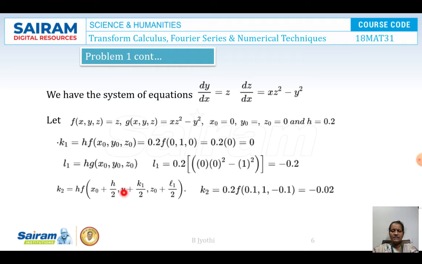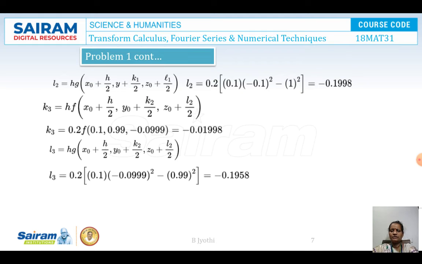And k2 is h into f of x naught plus h by 2, y naught plus k1 by 2 and z naught plus L1 by 2. K2 is given by 0.2 into f of 0.1, 1, minus 0.1. This on computation we get equal to minus 0.02. This is obtained by multiplying the z value with 0.2 because f is z. Next, let us find out the L2 value.